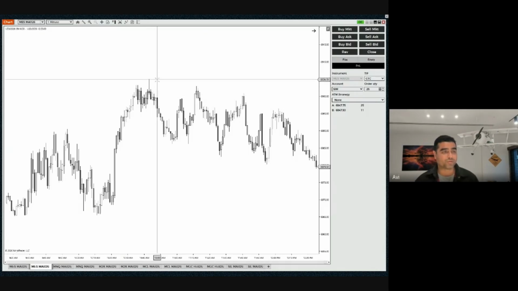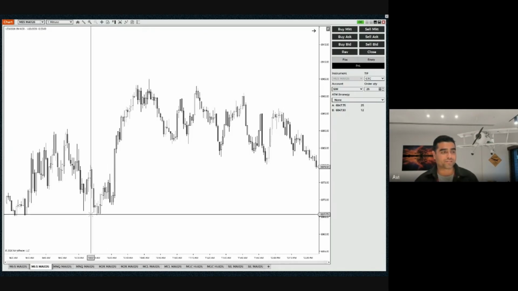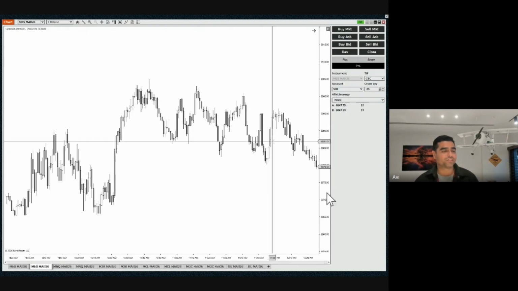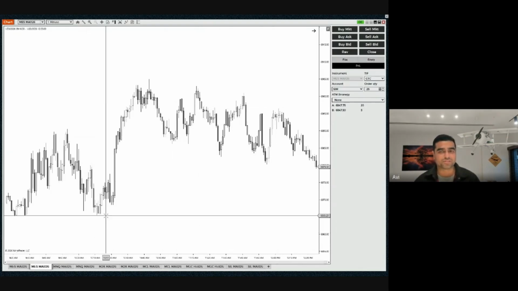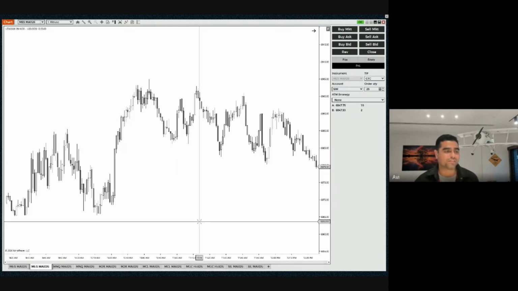I would enter on the new low, stop loss above the hammer, and the targets are lower. You don't have to watch all this. I just leave the targets and it goes to the target. I don't sit and watch all this stuff.